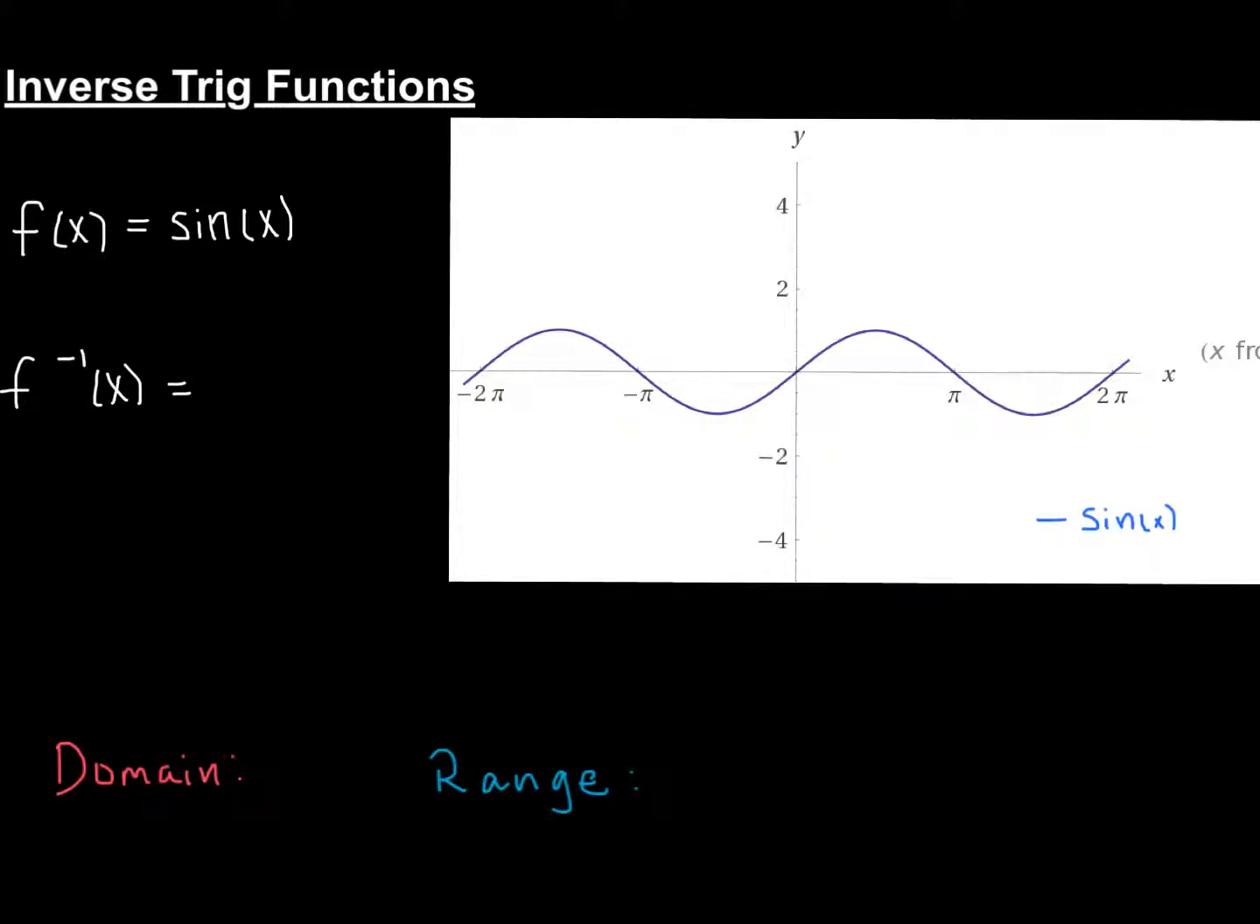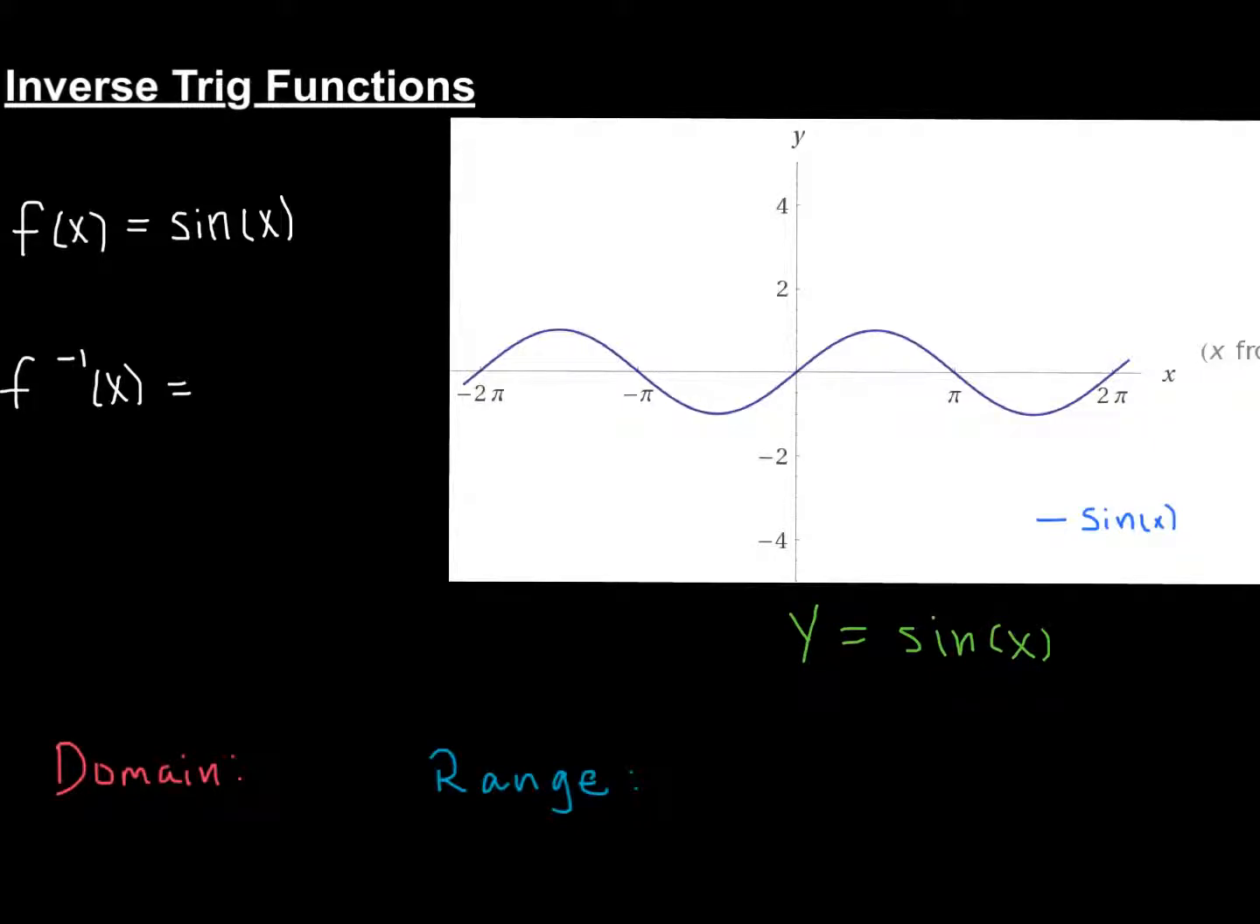Okay, so it's now time for us to look at inverse trig functions. We've looked at inverses before, and now we're going to apply the same ideas and principles that we've discussed in looking at trig functions. So let's consider sine of x. If we want to find the inverse of sine of x, we're going to have an equation, y equals the sine of x. And let's just think about what this equation does.